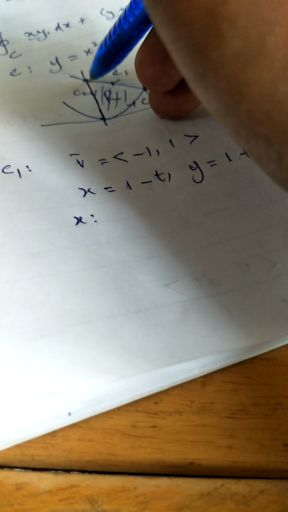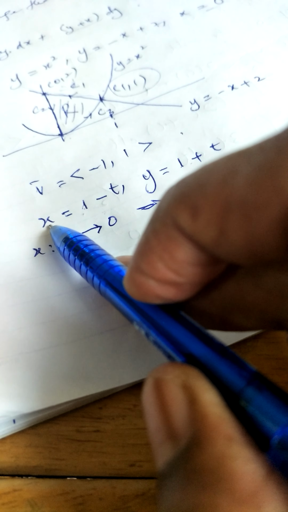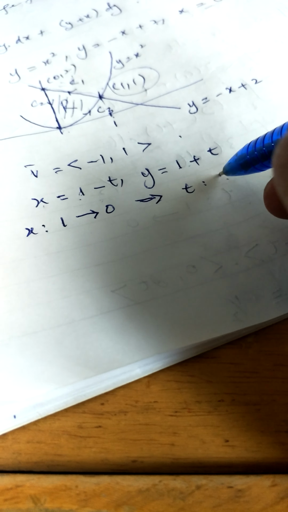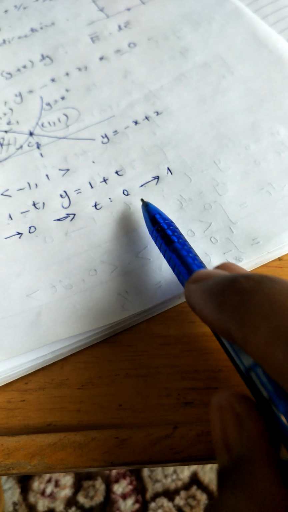What about the limit? If you have this, you may consider taking either x or y. So let's consider x. X from 1 to 0. You can see here this is 1, x is 1 and approaching 0. So x from 1 to 0. What happened to t? Look at here. If x equal to 1, t is 0. When x equal to 0, t is 1. So the integration is from 0 to 1.